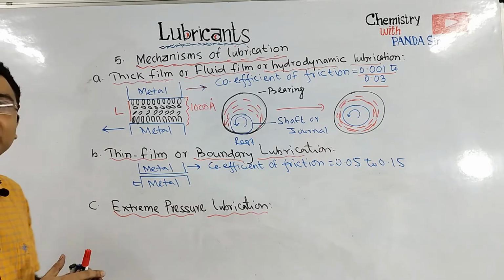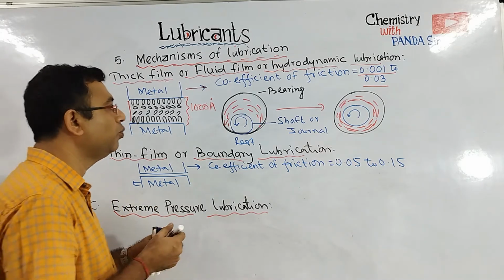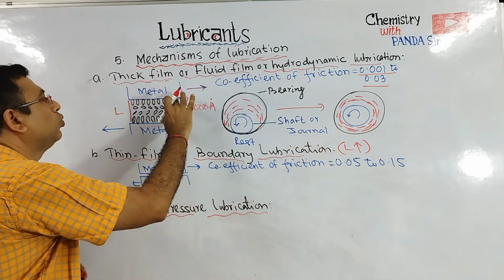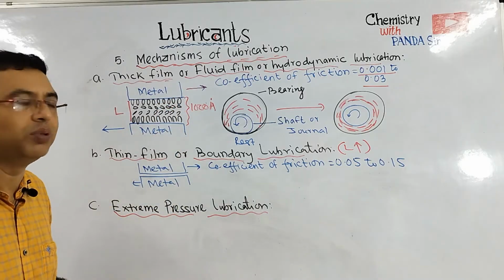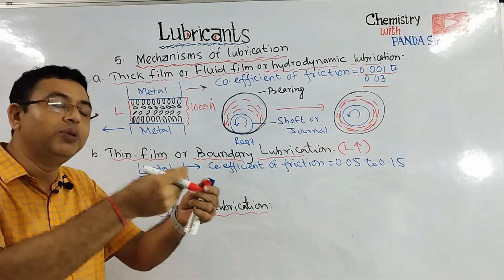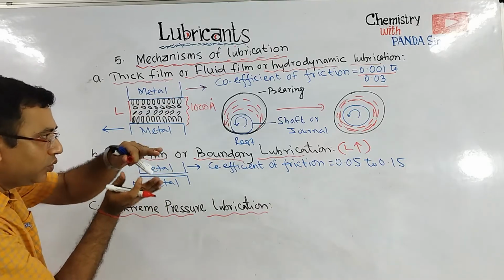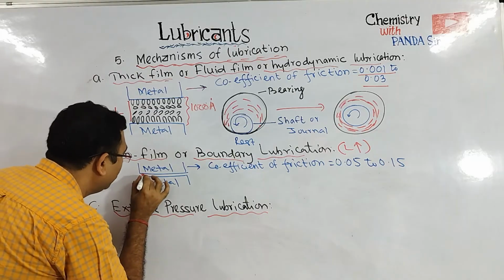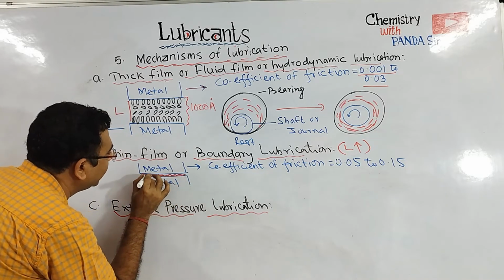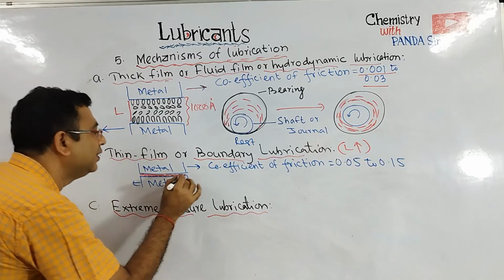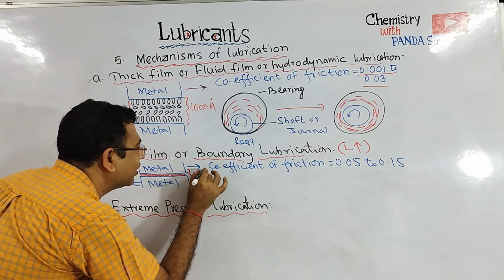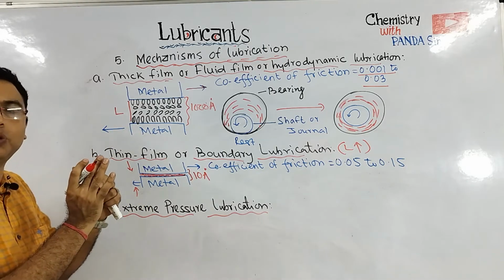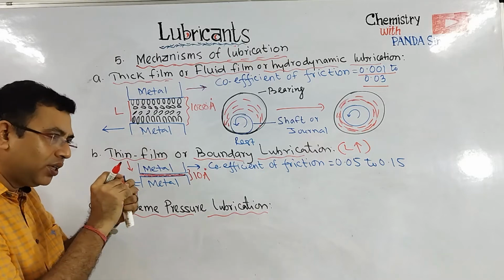But think of a condition where the load is very high. In that condition, you cannot go with the thick film lubrication mechanism, because the oil will spill out from its own place. Because the load is very high, the metal surfaces come very close to each other, so we have to apply a lubricant here. The thickness of the lubricant between the metals becomes only 10 angstrom because of the very high load.